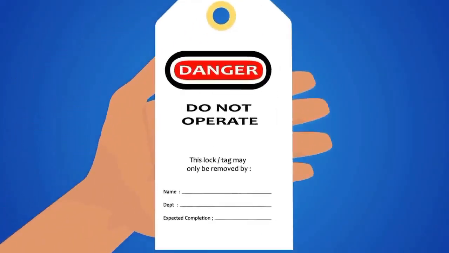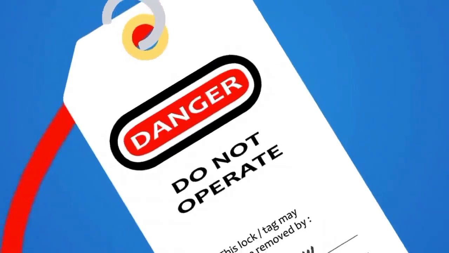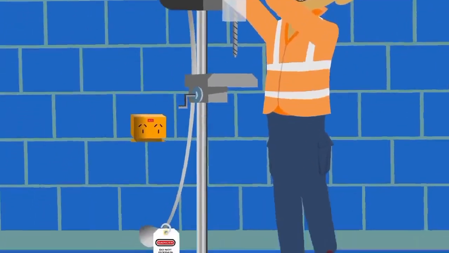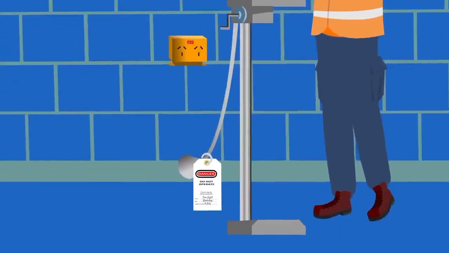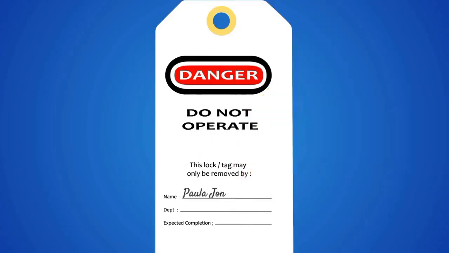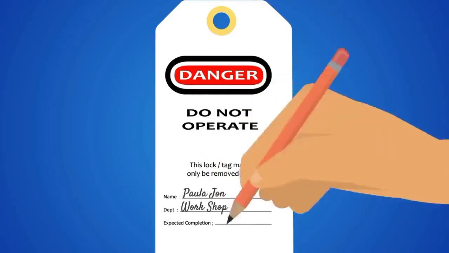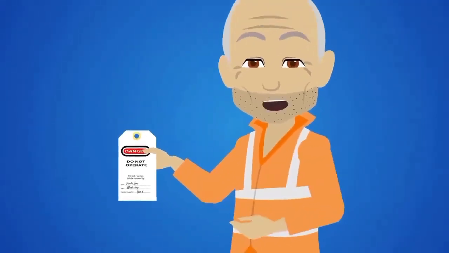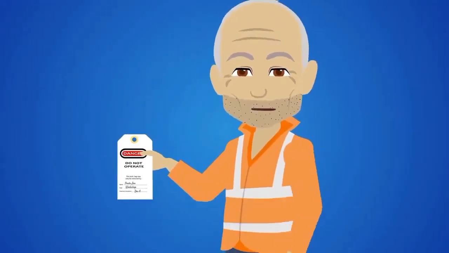Danger tags prevent injuries while conducting inspections, adjustments, or maintenance on equipment. The danger tag must be attached to a control point like the electrical plug. This tag prevents others from starting the equipment and causing an injury. Before attaching a danger tag, complete all label details, including your name. The only person permitted to remove a danger tag is the person who placed it.